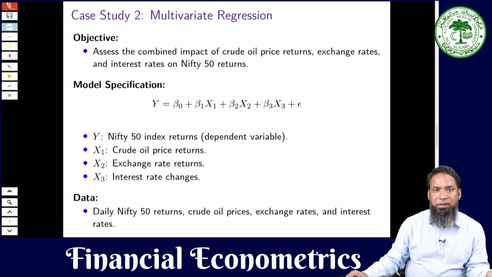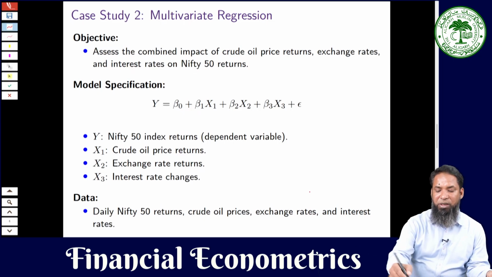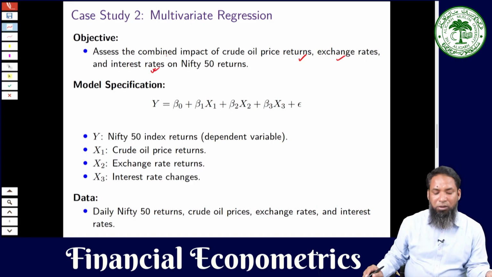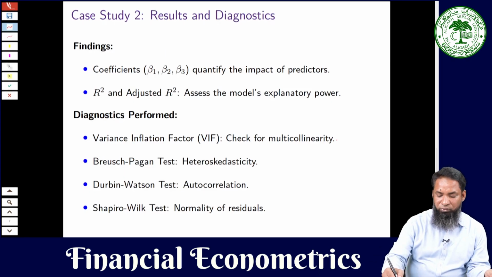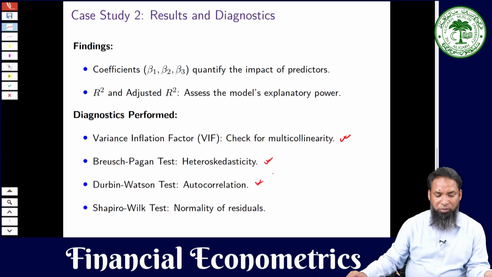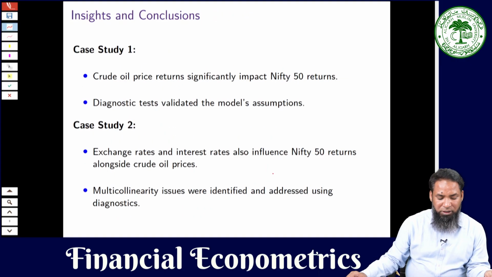Then in the second case study, we'll take up the multivariate regression model, where we'll be using oil price returns, exchange rate, and interest rate on the Nifty 50 returns. Again here we'll be estimating these three parameters. We'll also be checking the R square and adjusted R square. Then we'll check for multicollinearity. We'll also check for heteroskedasticity and autocorrelation problems. So these are the things we'll be talking about here.